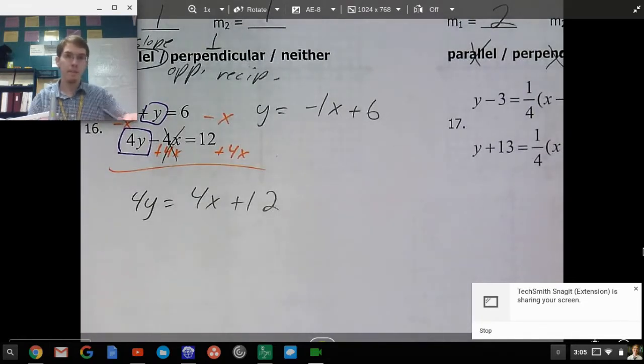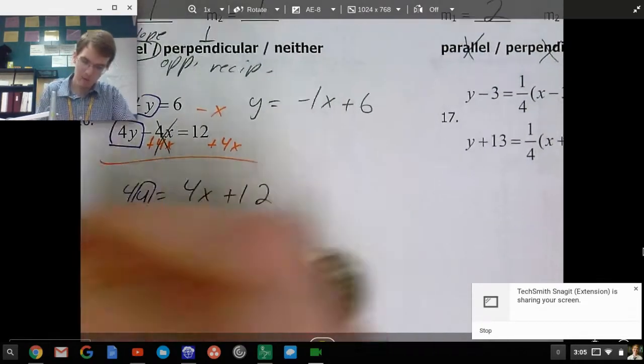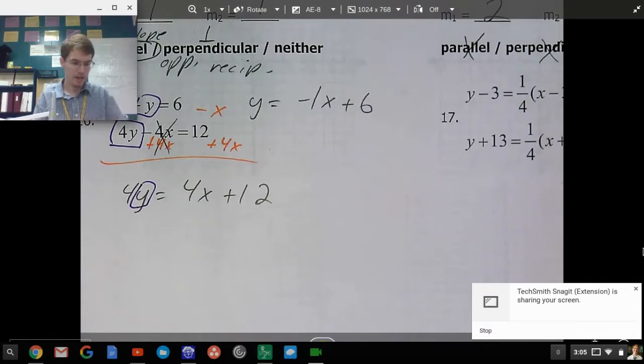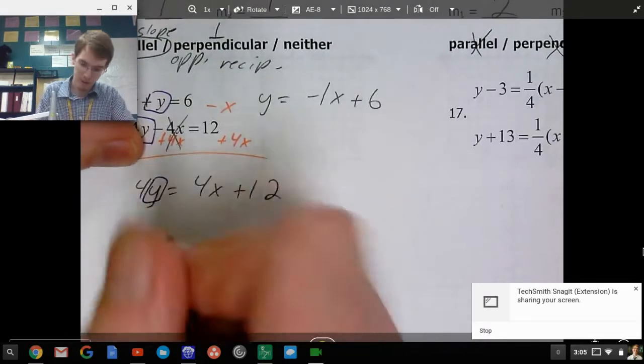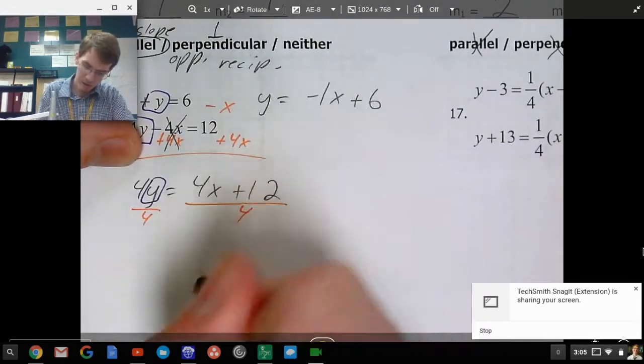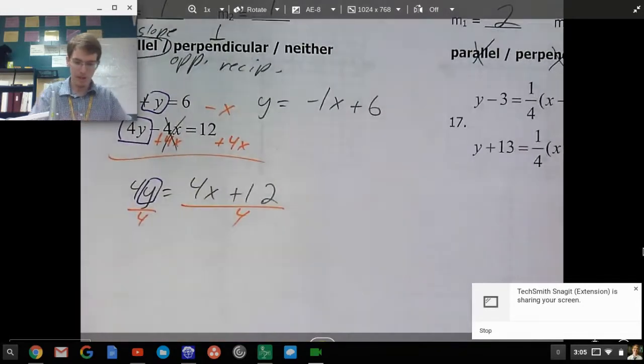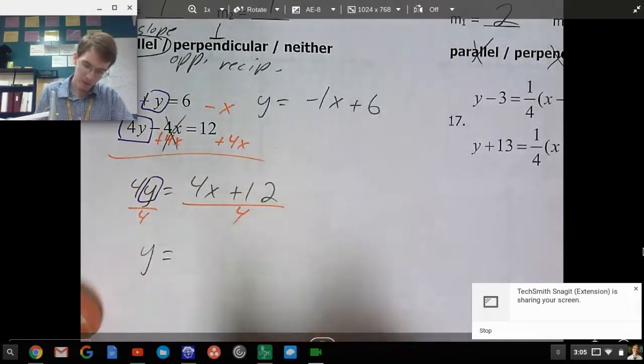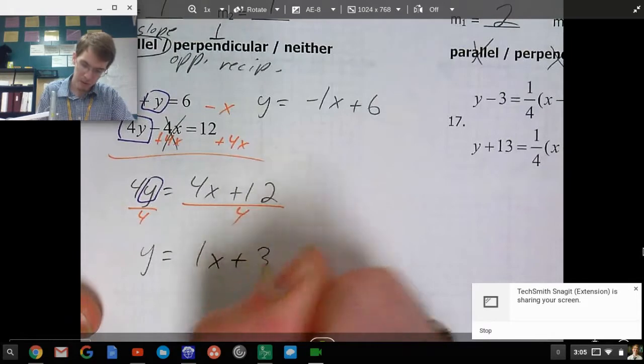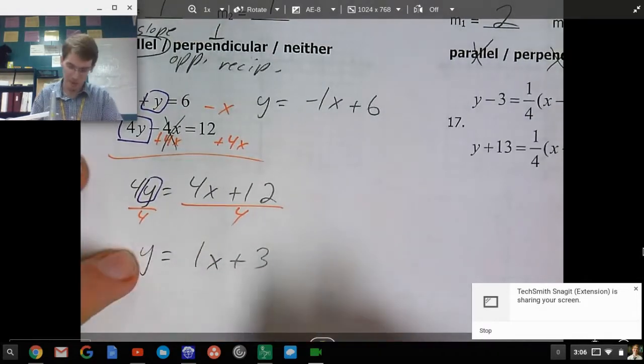Is y by itself yet? Nope. Going to have to divide by the 4 that's in front of our box. So y equals 1x plus 3, I believe, is what we're going to have there. So the slope of that one is 1.